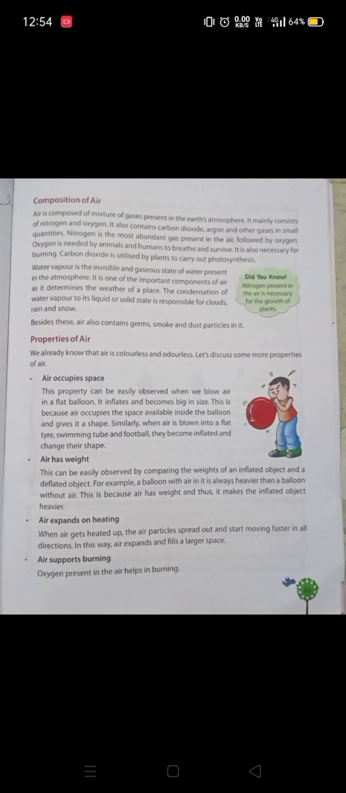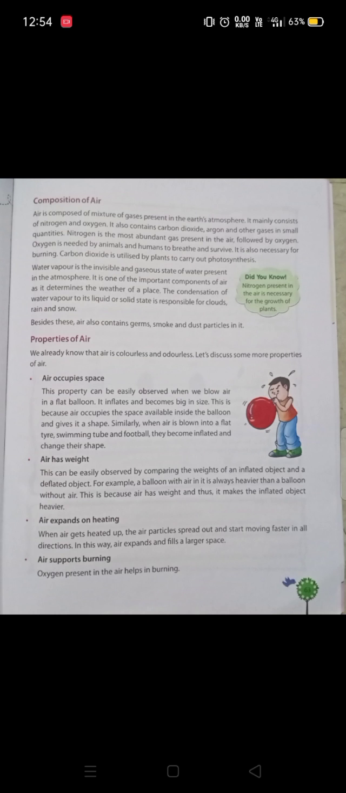So you know what is condensation, what is evaporation, what is precipitation, all these things you have studied in the water cycle. So the condensation of water vapor to its liquid or solid state. When the water vapor becomes liquid, or becomes solid, that is responsible for clouds. It is required for the formation of clouds, rain and snow. Because from the clouds only rain falls, snow falls, isn't it?